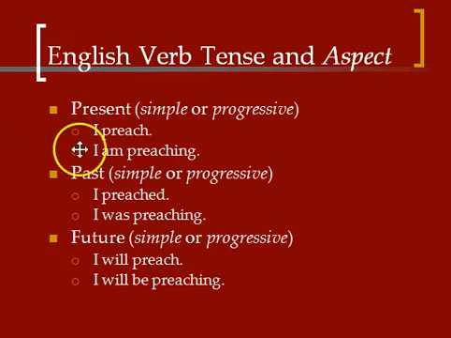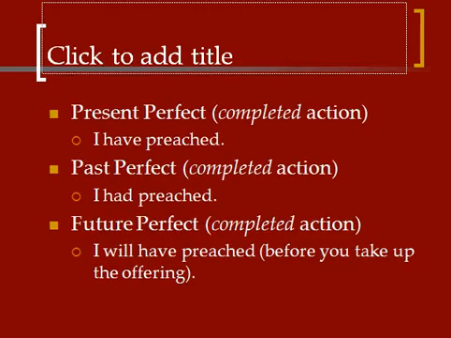Notice, for example, in the progressive aspect, we're always using an ing form of the verb, a participle form of the verb, with the helping verb, the verb to be, whether it's present or past or future of the verb to be. With the completed actions, with the perfect tenses, we're always using some form of the helping verb to have.